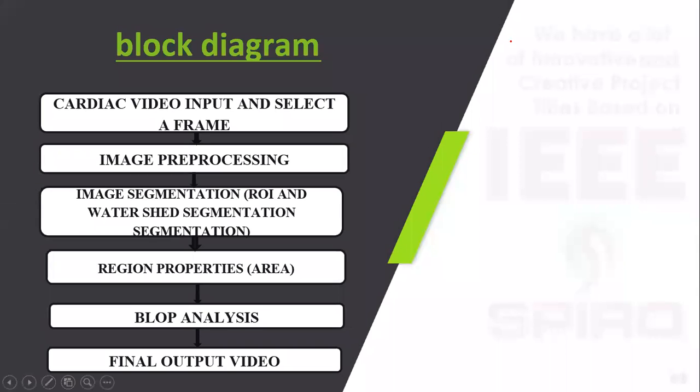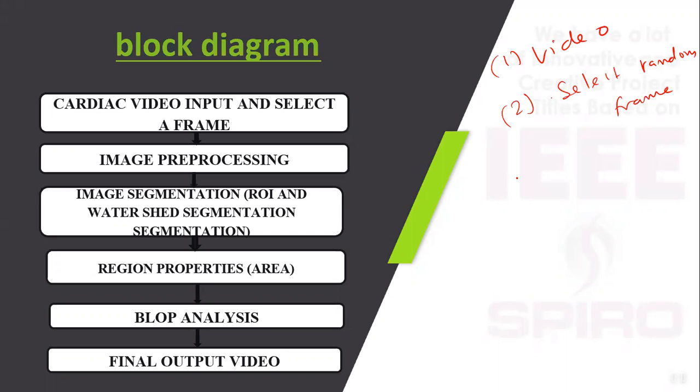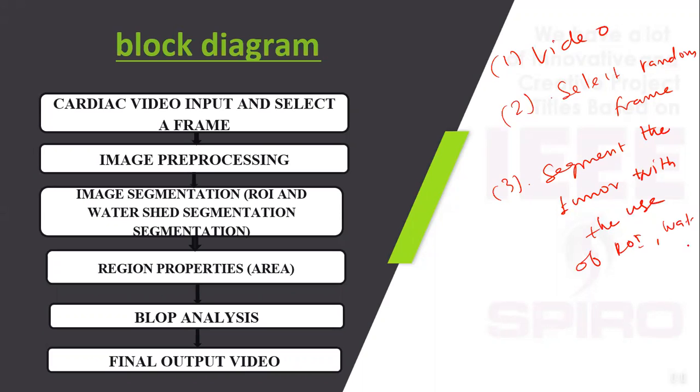And this is the block diagram. First of all, I take an input video and select a random frame, and segment the tumor with the use of ROI and watershed. Fourth, blob analysis, and a final output.